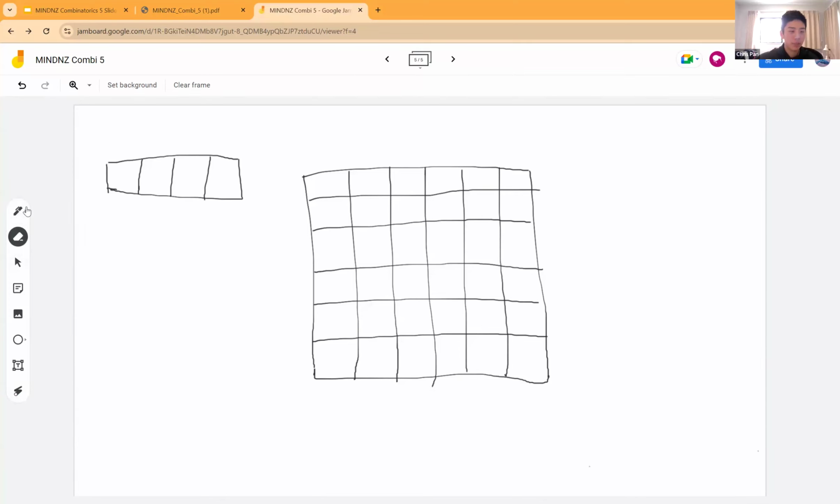I'm going to use actual different colors, but if you don't have access to colors when you're doing this on paper, normally you just write numbers in your grids to represent colors, right? Should we just do that?